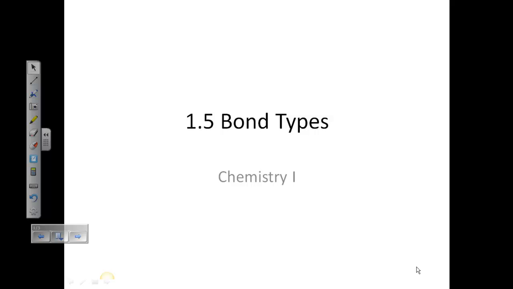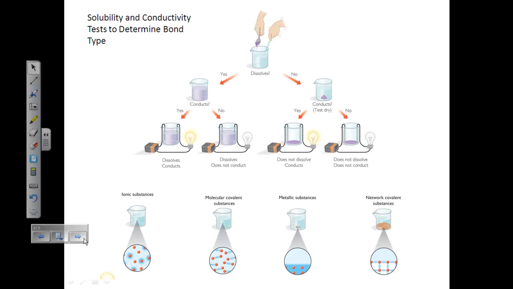1.5 Bond types. Today we're going to talk about the difference in the types of bonds based on what you might see in the lab. So if you run a solubility test, you can determine whether something is ionic or molecular if it's dissolved in water. If it doesn't dissolve in water, it's metallic or network covalent. Secondly, once you've boiled it down to that, you can see that only ionic substances and metallic substances actually conduct electricity.